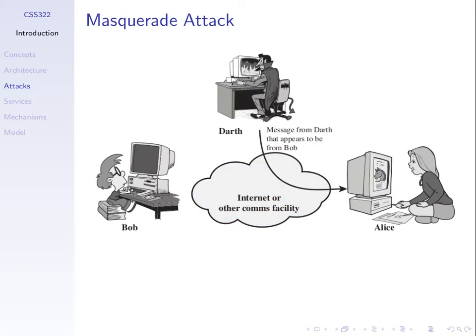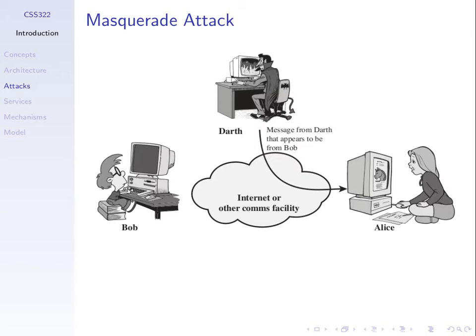Now let's look at four other types of attacks, and these are active attacks. Masquerade attack. Pretend to be someone else. Alice is the finance officer for SIT. She determines how much every faculty member gets paid. She puts the money into their bank accounts. Bob is the director of SIT. He sends a message to Alice every month saying, this person should be paid X baht. Okay, that's the normal operation.